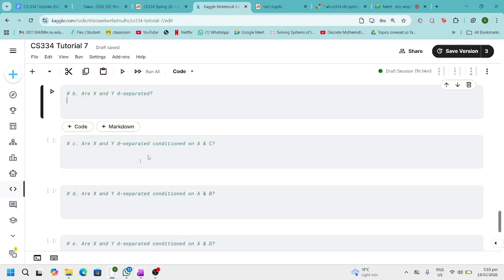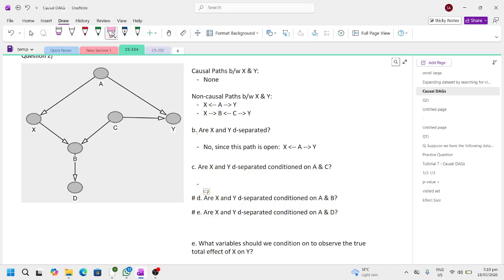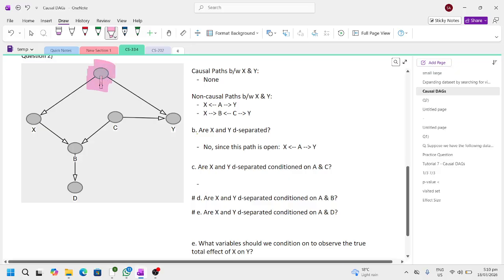Now this part has half disappeared. So I'm just gonna look at this from here on A and C. Now we have conditioned on these two nodes. Are they gonna be d-separated now? X and Y d-separated conditioned on A and C. Let me just highlight the nodes that we conditioned on. These two are blocked. Think about it. Yes, I guess.